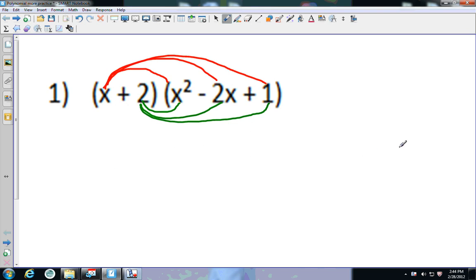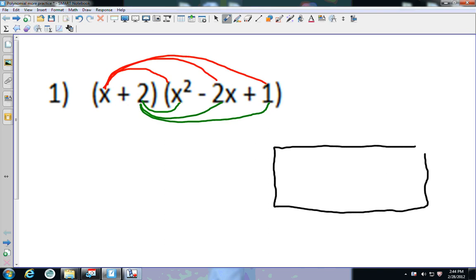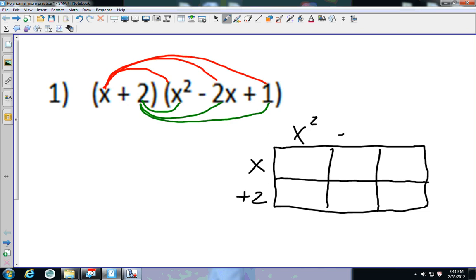I like to use a graphic organizer known as the box. And what I do is this. I see that there are 2 terms right here, so I'm going to put this in two places. I'm going to have 2 boxes here. So I'm going to split these up. Now this one, the second parentheses, has 3 terms, so I'm going to split it up into 3 pieces. And I have x squared minus 2x plus 1.